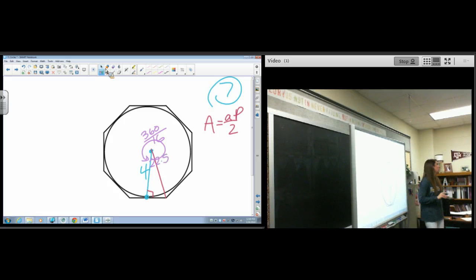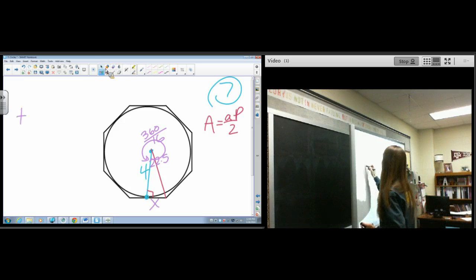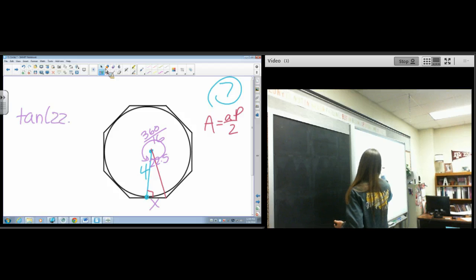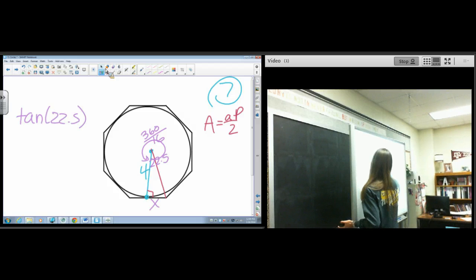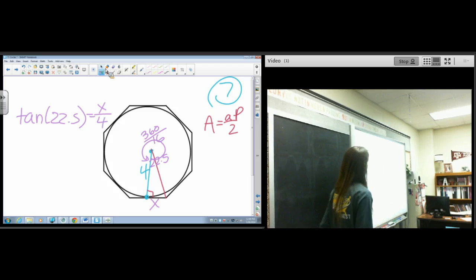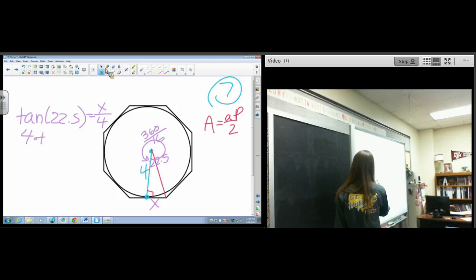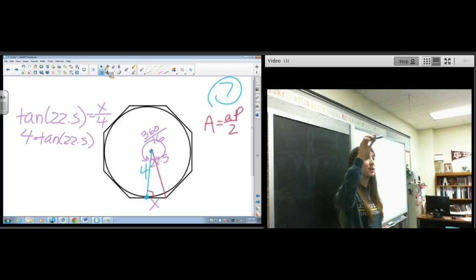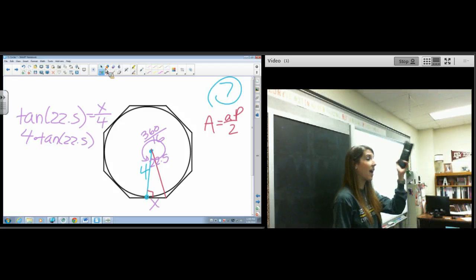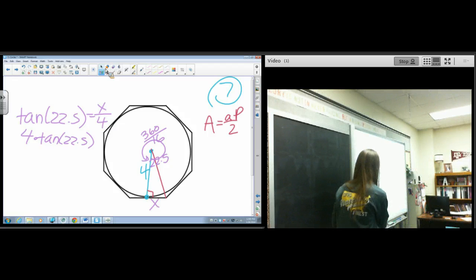22.5. Sine, cosine, or tan? Tangent. So, tan of 22.5, are you writing this down? Equals opposite over adjacent. Very good. 4 times tan 22.5. This is when you put your pencil down and you pick your calculator up. Everyone pick their calculator up.